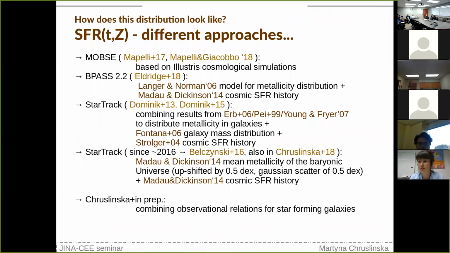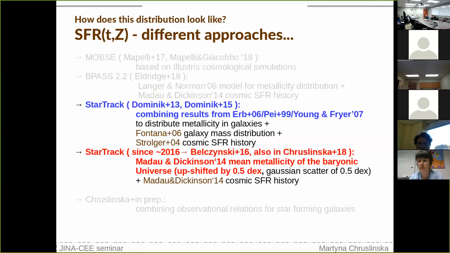So what does this distribution look like? Well, at least within the population synthesis community, there seems to be no definitive answer to that question, because different groups took different approaches to extract this information, ranging from using cosmological simulations to looking at observations of star-forming galaxies. And I would like to contrast two of those assumptions now, those described in the papers that I'm highlighting now.